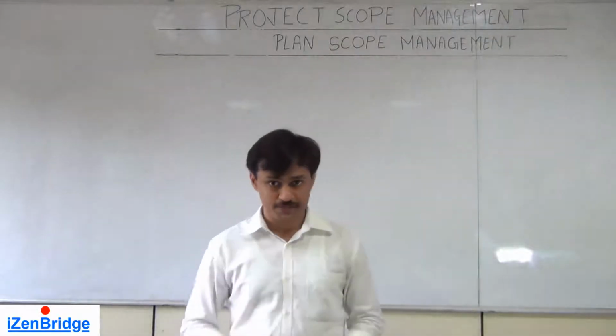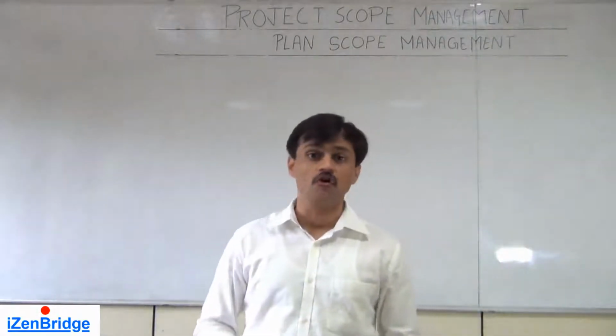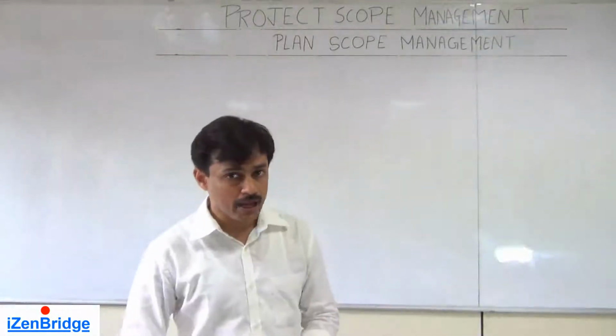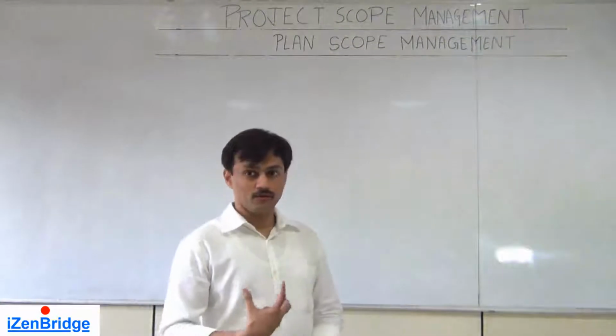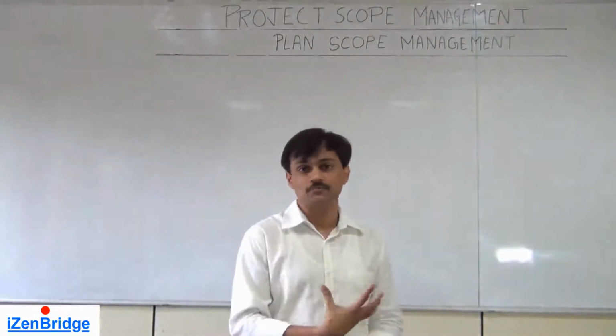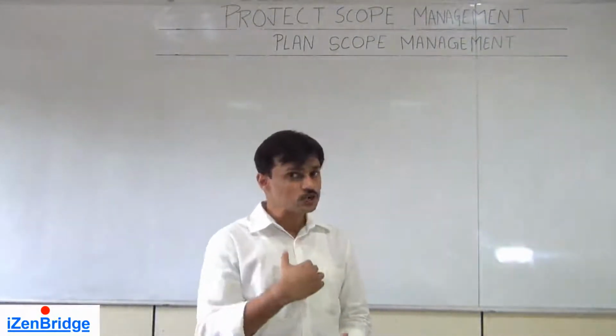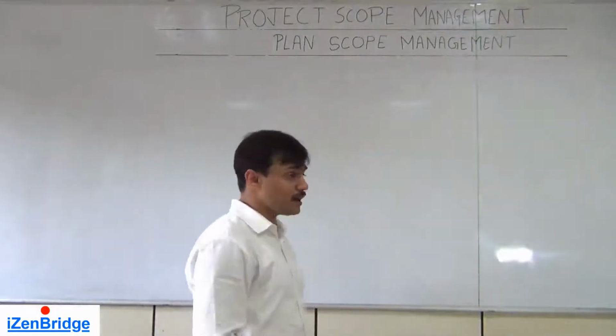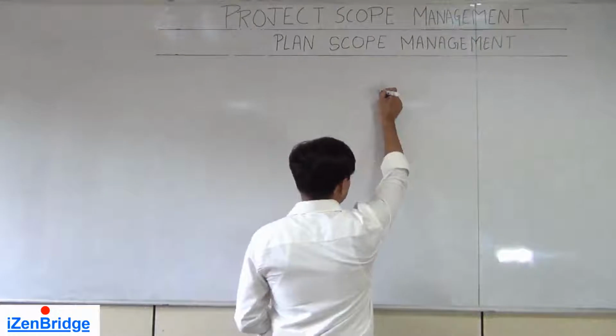Plan scope management. First process of scope management, project scope management knowledge area. And in PMP, we talk about planning things before we do it. So the plan scope management gives us two outputs, scope management plan and requirement management plan.